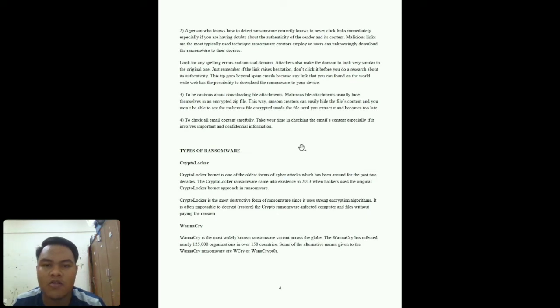Malicious file attachments usually hide themselves in an encrypted zip file. This way, ransomware creators can easily hide the file content and you won't be able to see the malicious file encrypted inside the file until you extract it, when it becomes too late. Finally, check all email content carefully. Take your time in checking the email's content, especially if it involves important and confidential information.